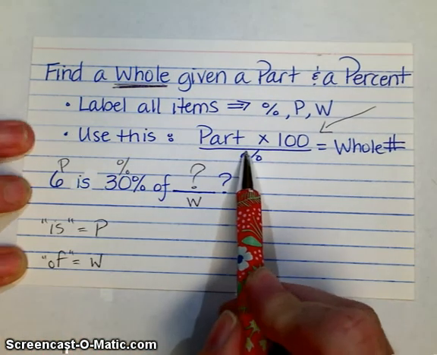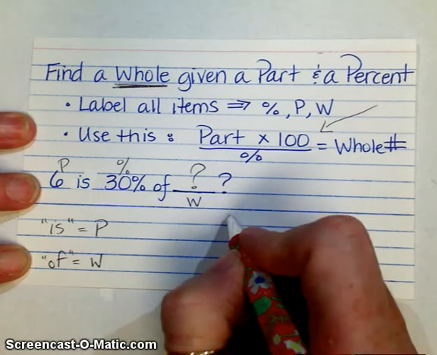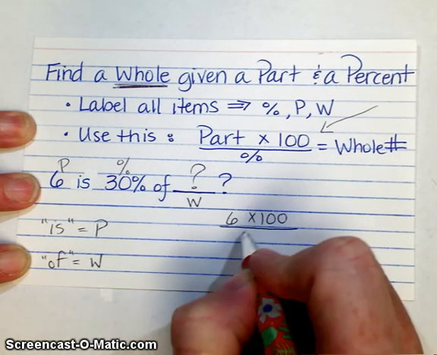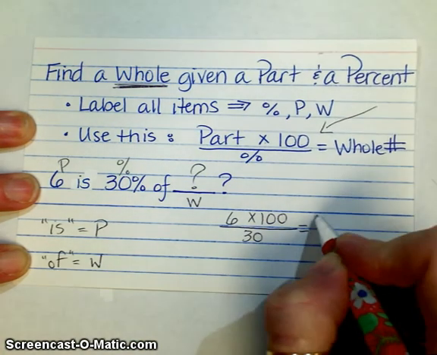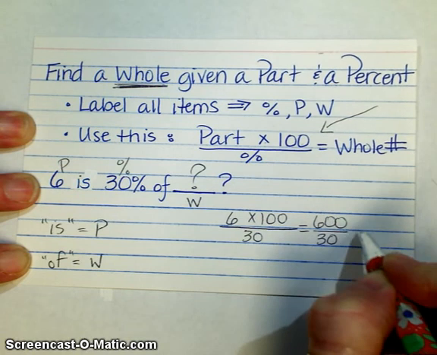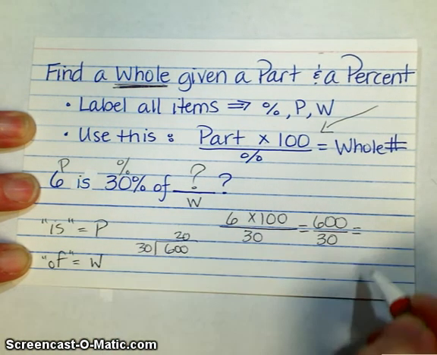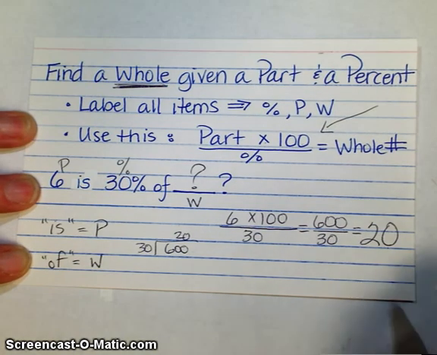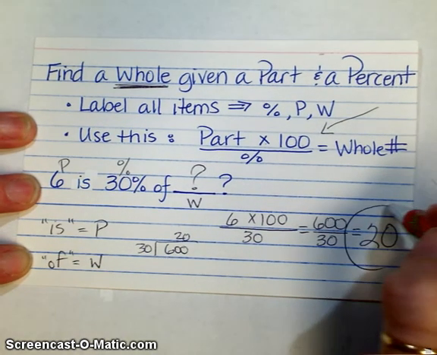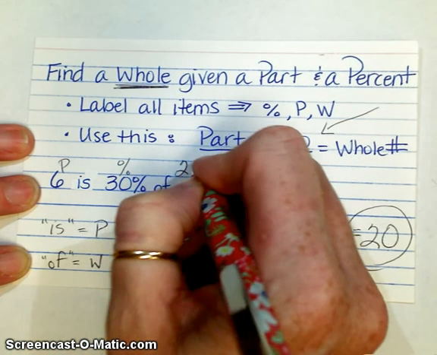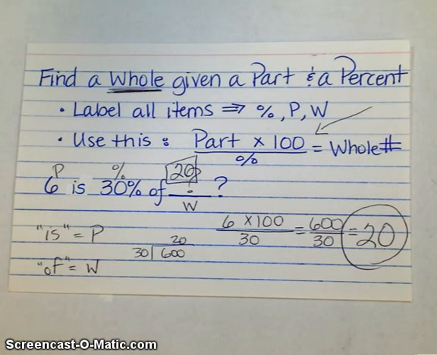So now I'm going to use this. Take my part, which is 6, multiply it times 100, and then divide that by the percent that you're given. That's going to give me 600 over 30. When I do 600 divided by 30, I get 20 as my answer. So that is how I know my whole number is 20. That's my final answer. So 6 is 30% of the number 20. And guys, if you can figure out how to use those two different formulas based upon what you've got to find, you've got percentages made.